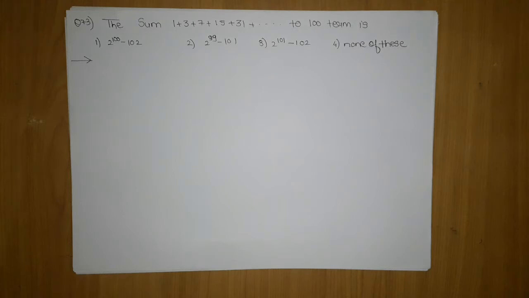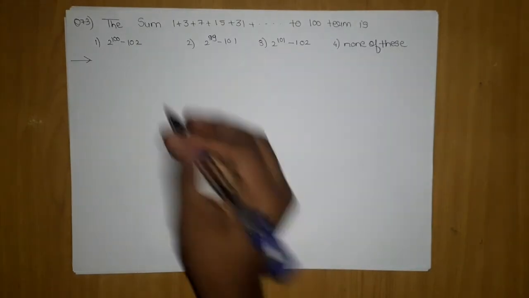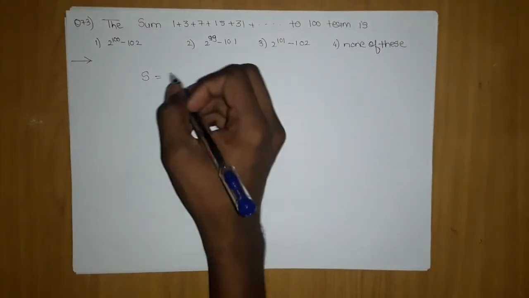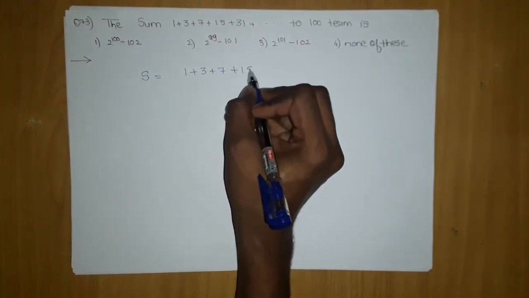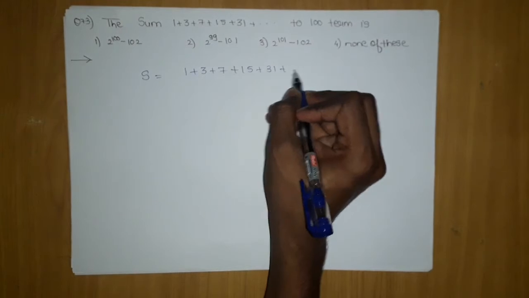They are asking the sum of the 100 terms. So the formula method was like this. I will consider it as S equals 1 plus 3 plus 7 plus 15 plus 31 and so on till 100 terms.